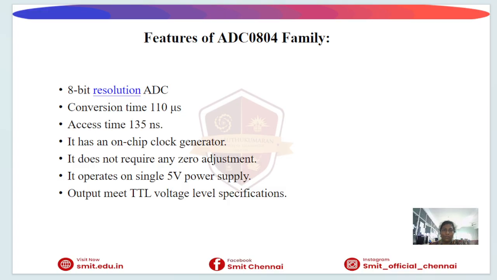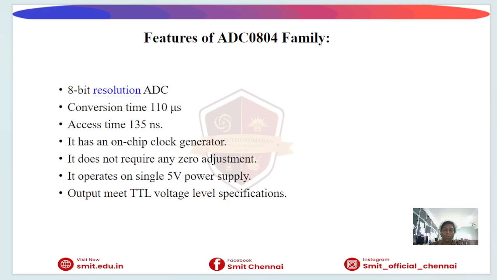And the next one is the conversion time, which is 110 microseconds. We already discussed this, so it converts analog to digital within 110 microseconds. And the access time is 135 nanoseconds, which is very little time taken for access. And it has a built-in clock generator. So this microcontroller always has the clock generator built in, so no zero adjustment is needed. We should not do any adjustment. And it has a single 5-volt supply, and it has TTL compatible outputs. TTL means it's 0 to 5 volts only, so it has compatible outputs.